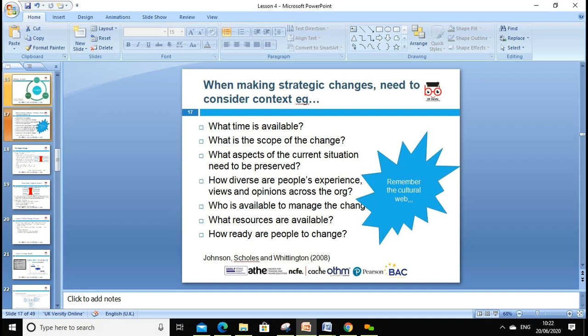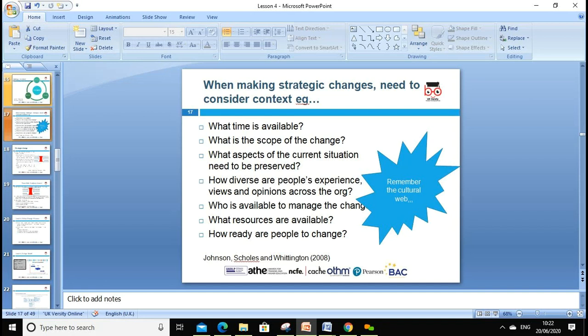How diverse are the people's experiences, views and opinions across the organization? Who is available to manage the change? Because change needs to be managed, otherwise it can be a big problem. Who will negotiate with the stakeholders? Who will inform them? Who will communicate with them? Communication is very important.